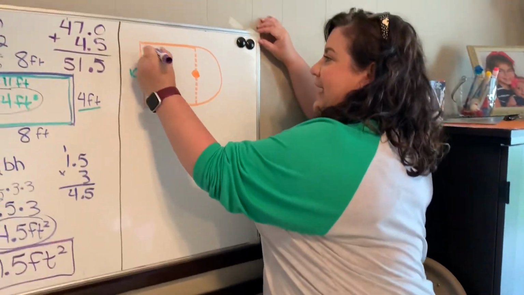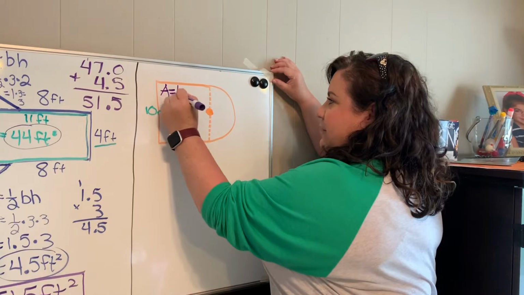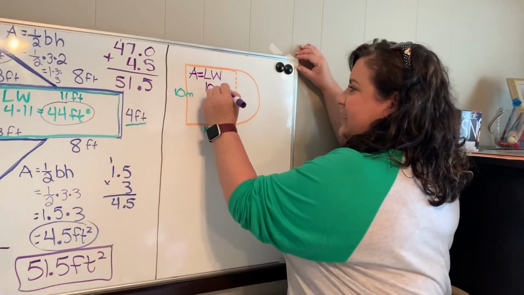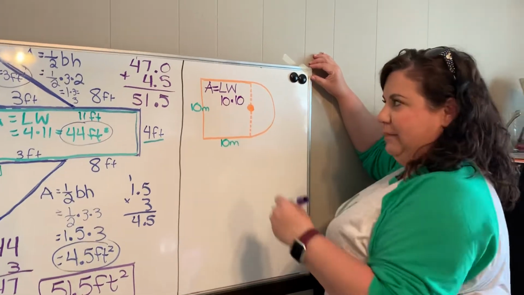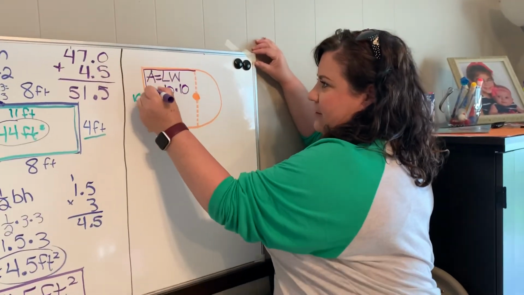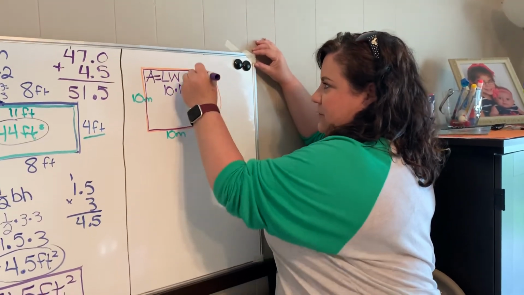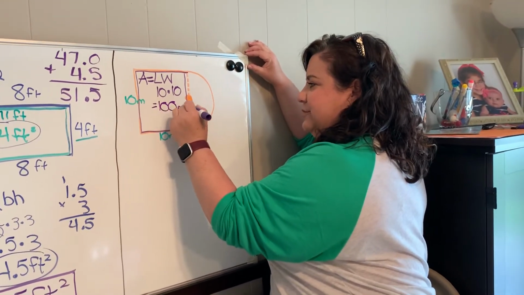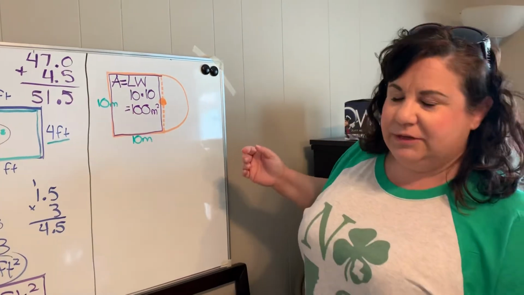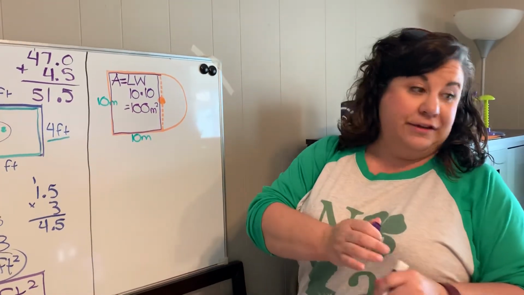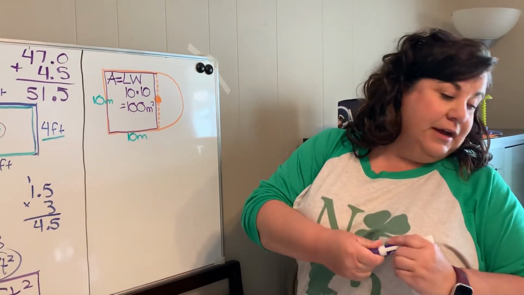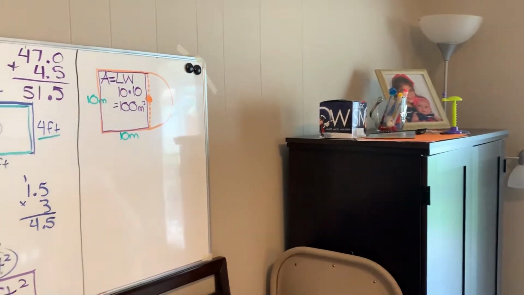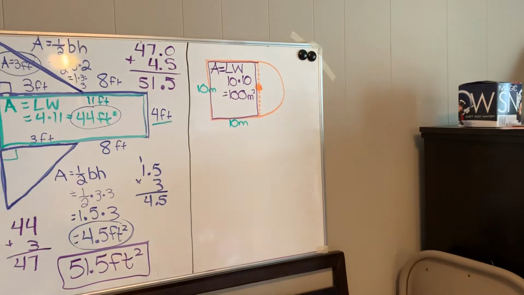All right, my handwriting is probably gonna be better now too. So I know that the area of a square is length times width. So I'm gonna do 10 times 10 because I'm looking at the area of this square right here. And 10 times 10 is 100 meters squared. Okay, so that was an easy one. Well, now let's go ahead and do the area of the circle.